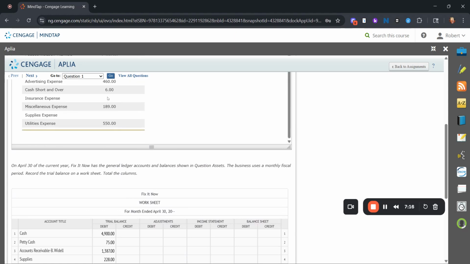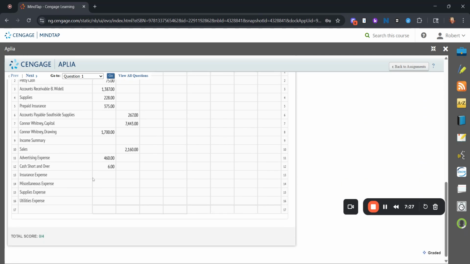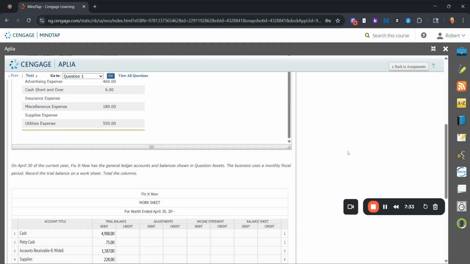We're not going to fill anything in yet for insurance expense or supplies expense. We will eventually. So miscellaneous is $189. And then utilities, $5.50.